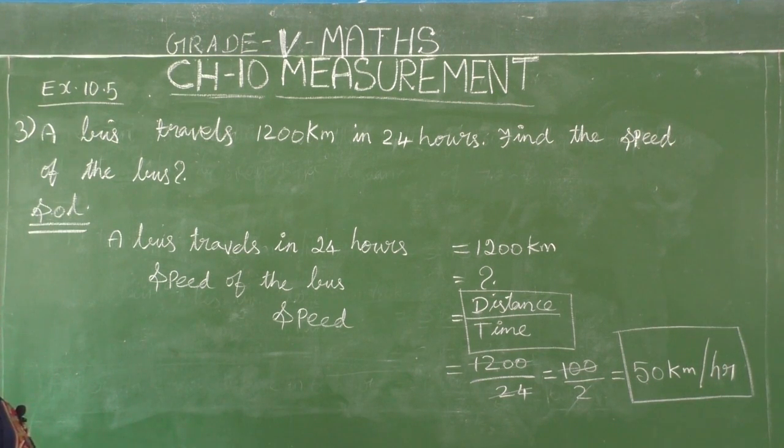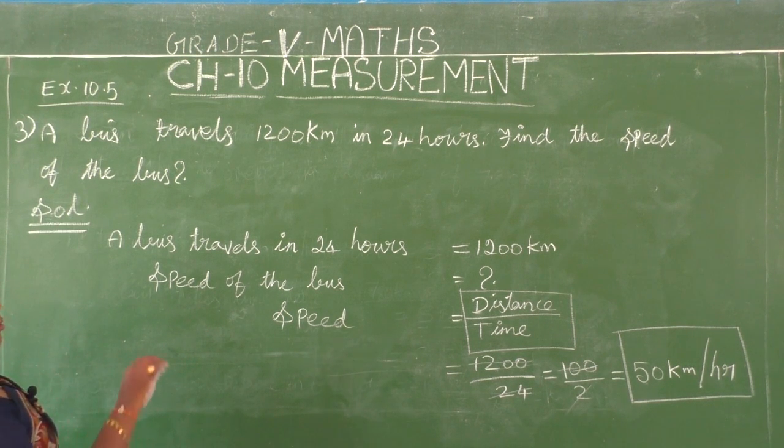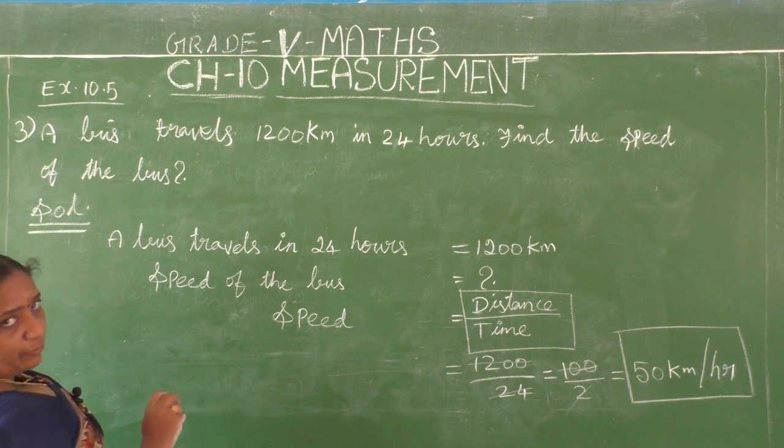Once again I repeat it. A bus travels 1200 kilometer in 24 hours. Find the speed of the bus. So clearly they are asking the speed of the bus. A bus travels in 24 hours is 1200 kilometer. Then speed of the bus they didn't give. You have to apply the speed formula. The speed formula is distance by time. The distance they gave 1200 kilometer. Timing they gave 24 hours.